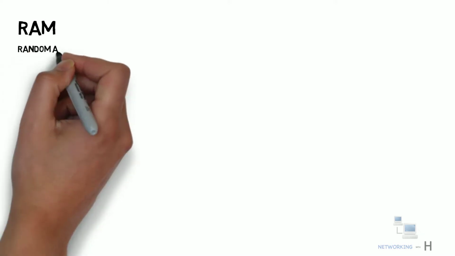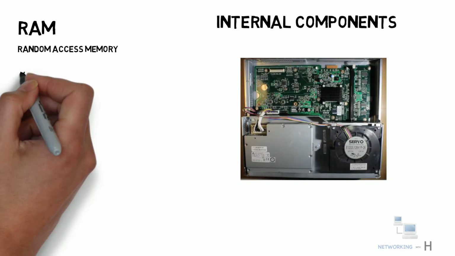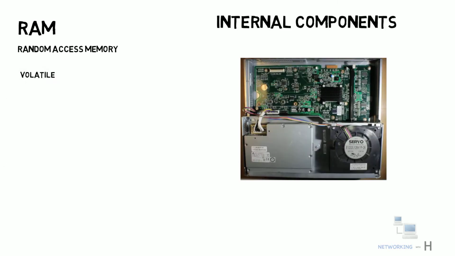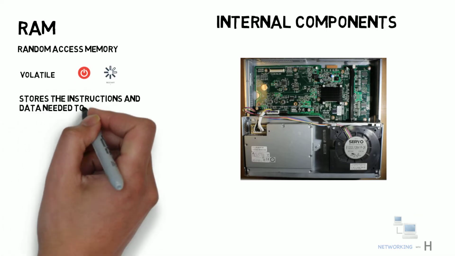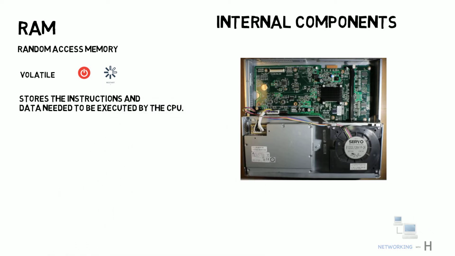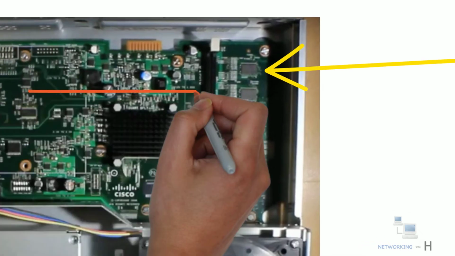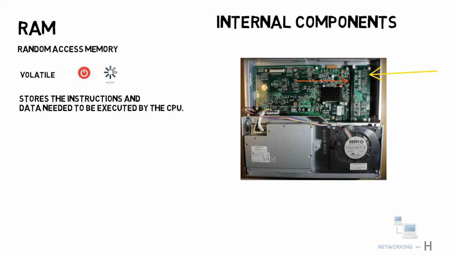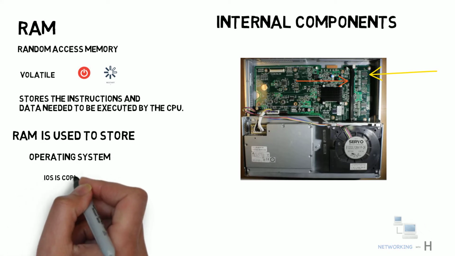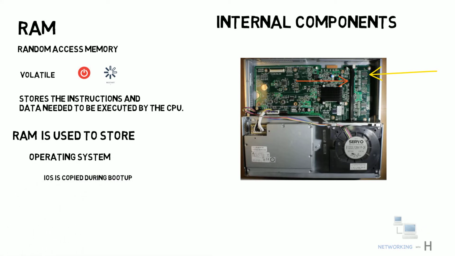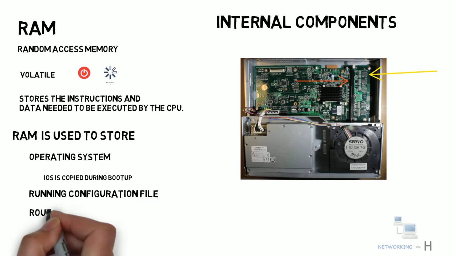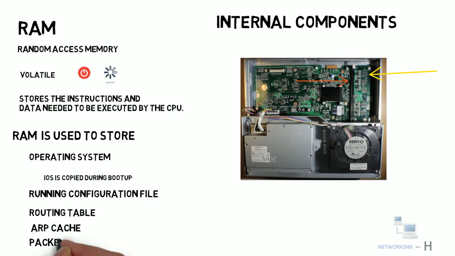Next component we are discussing is RAM, also known as random access memory. RAM is a volatile memory and loses its content when the router is powered down or restarted. RAM stores the instructions and data needed to be executed by the CPU. Here on the Cisco 1941 router, you can see a DDR2 RAM on board and also a slot to expand the RAM. RAM is used to store the following components. Operating system. IOS is copied to RAM during the boot up. It also stores running config file, IP routing table file, ARP cache, and packet buffer.